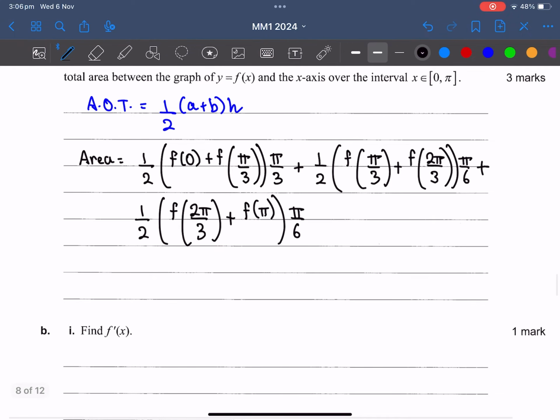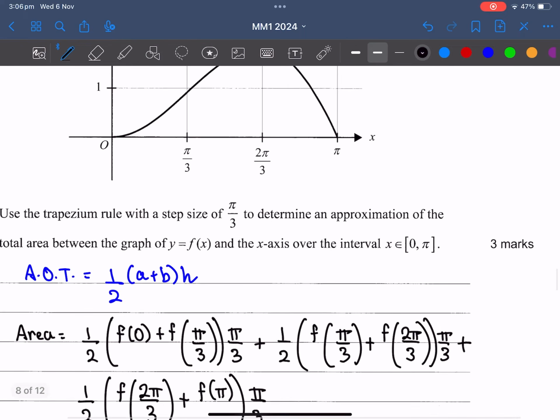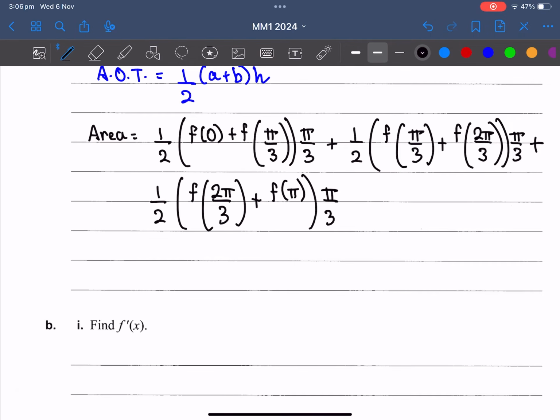Oh wait, pi on 6, what am I doing? Pi on 3, where am I getting pi on 6 from? Wait, pi on 6, pi on 3, okay, good. So we just simplify. Actually, I know where the pi on 6 came from. I was just multiplying pi on 3 by half in my head. Okay, that makes sense. So pi on 6. f of 0 is just 0.